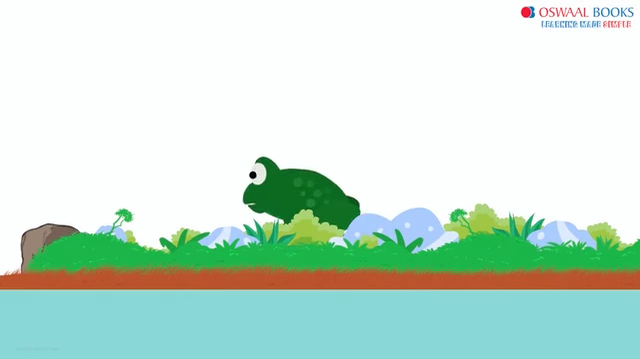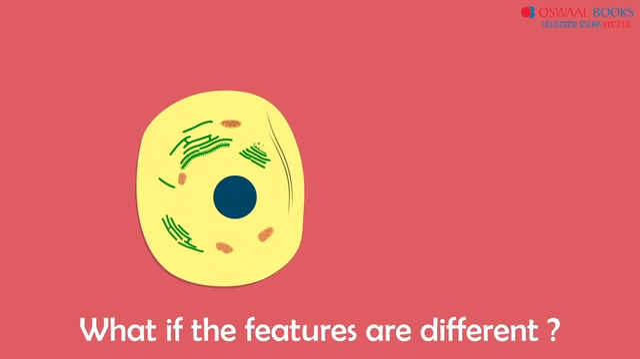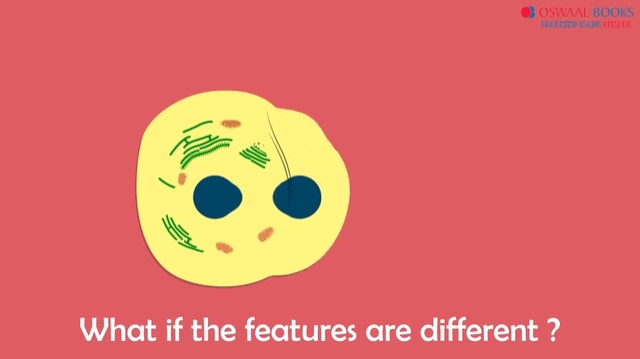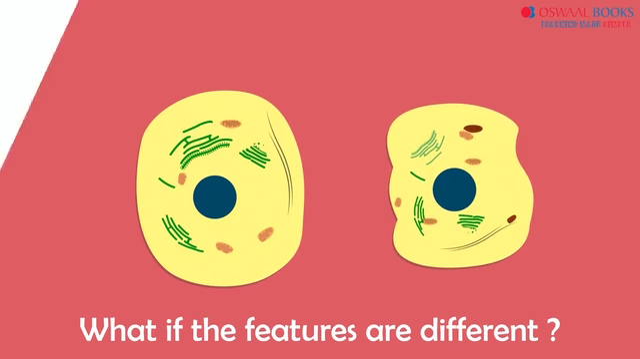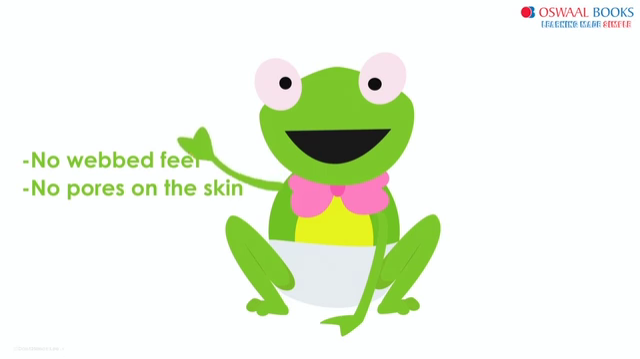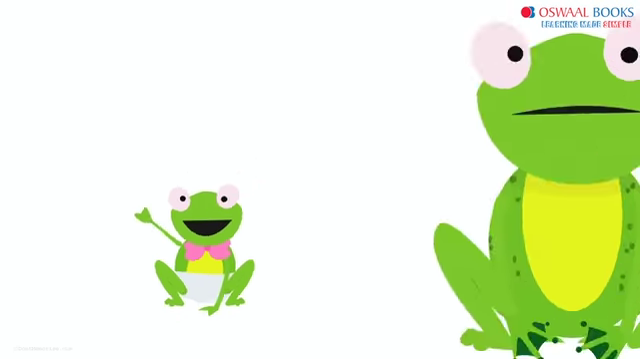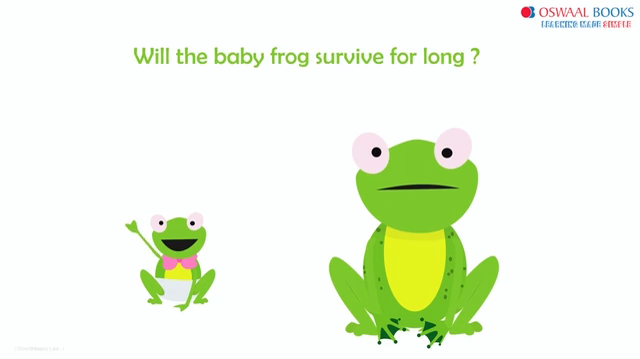Now let us assume that the cells, while undergoing DNA replication, do not create the very same features for the new organism. To give an example, what if we have a baby frog without webbed feet? And its skin does not have pores to take in oxygen from the air. The cell after replication has undergone DNA variation, and the characteristics of the new frog are very different from its parent. Will this frog survive for long?